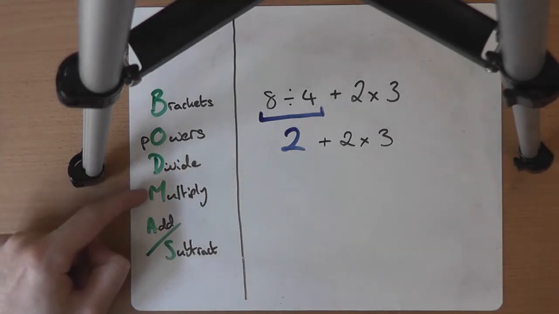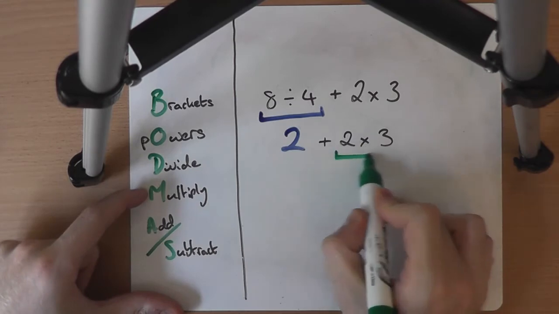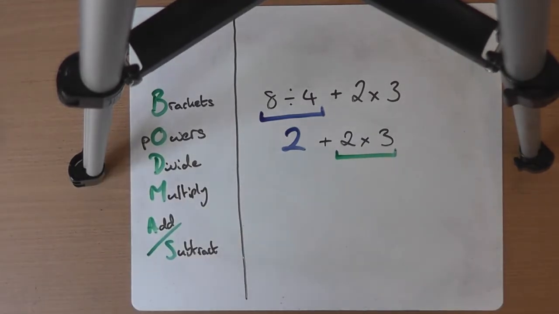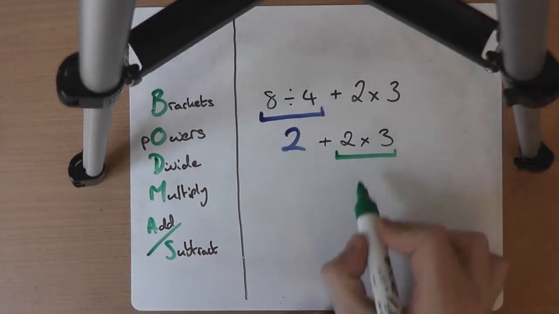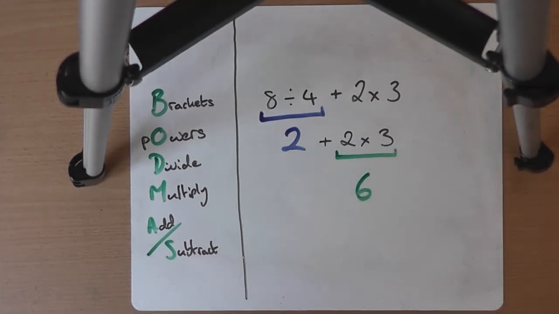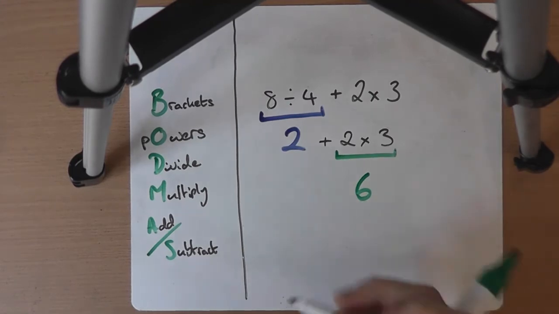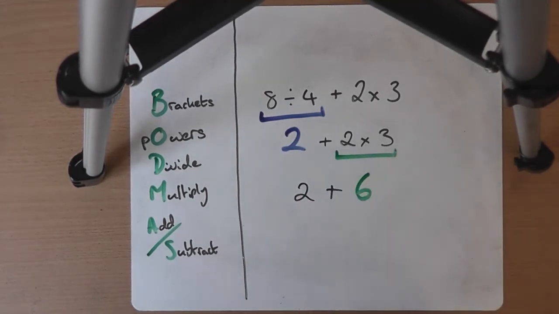The next one on our list is multiply. Well, we have a multiply in here, and the multiply that we have is 2 times 3. It's the number in front and the number immediately after that symbol. So we're going to do the 2 times 3, which is 6. And the 2 plus from the previous line is going to carry down, because we haven't used that yet.